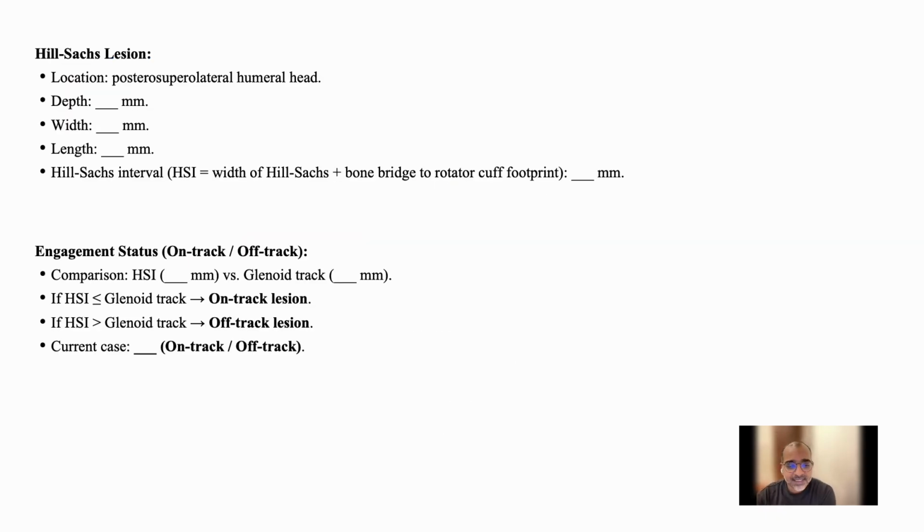So in a Hill-Sachs lesion, what are all the things we need to mention? Depth of the lesion, width of the lesion, length of the lesion, location, and Hill-Sachs interval. The Hill-Sachs interval, what we have seen previously. Based on that, we can see whether the lesion is an on-track or an off-track lesion.